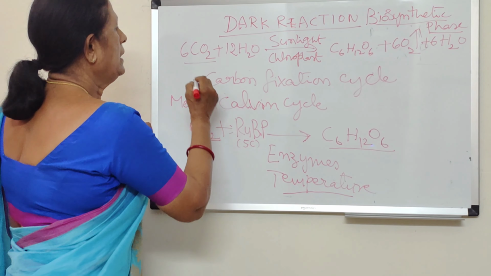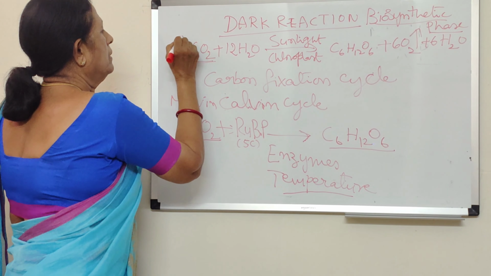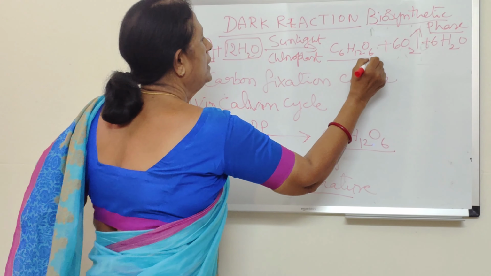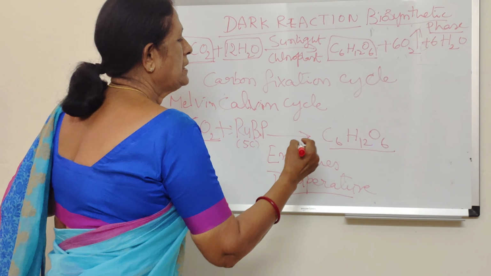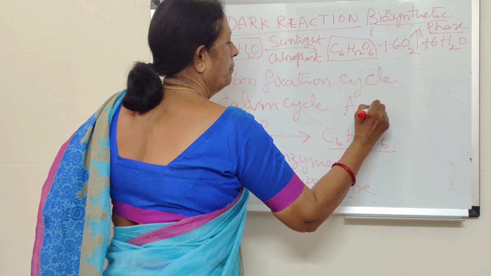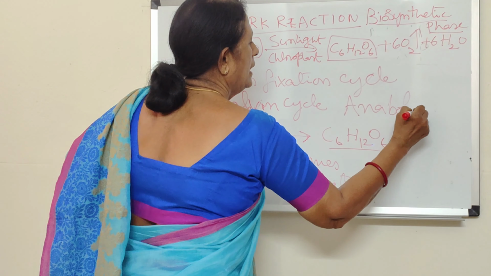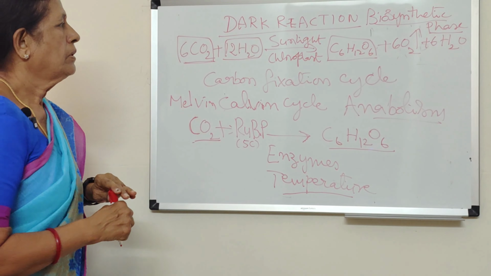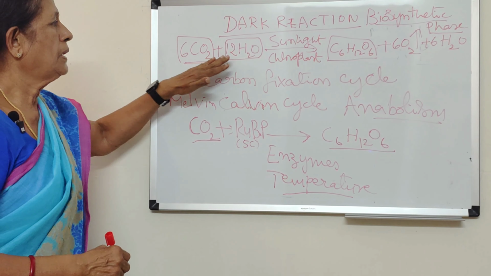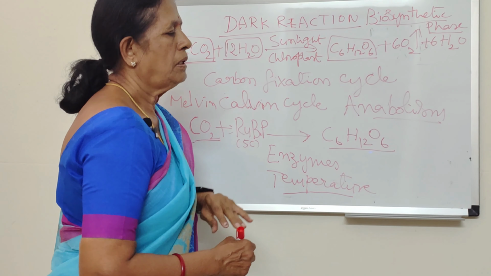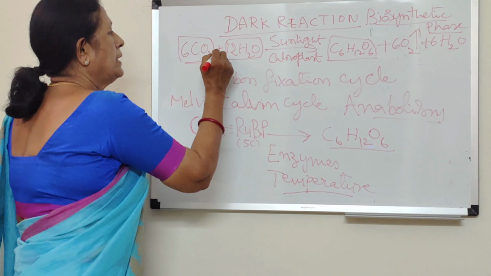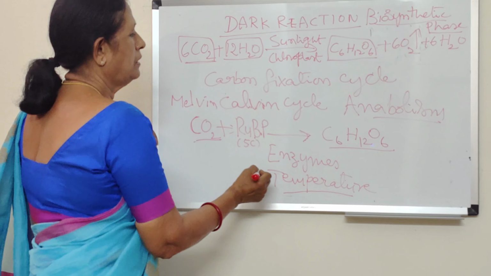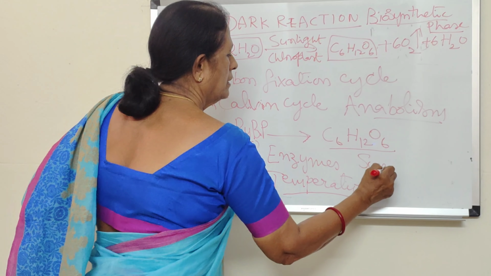So here we have seen small molecules like carbon dioxide and water joining together to form a larger molecule. That is why it is called anabolism, or anabolic reactions. So these are constructive reactions, where small molecules join together to form a larger molecule. For the formation of larger molecules, energy is required. This energy is obtained from sunlight.